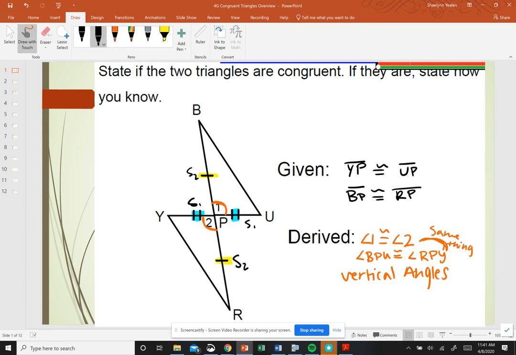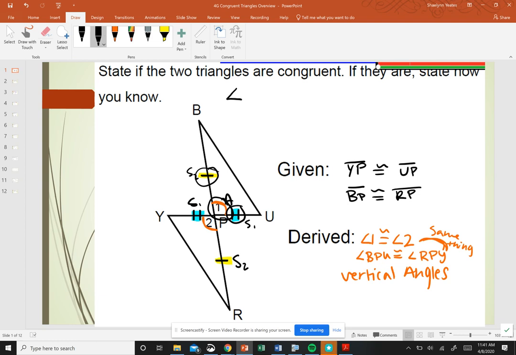Now, the cool thing now is I have this angle here. So I have side, angle, side, because I have this side, this angle, and the other side on the other side of the angle. So I can actually say that these two triangles are congruent. So state that the two triangles are congruent.